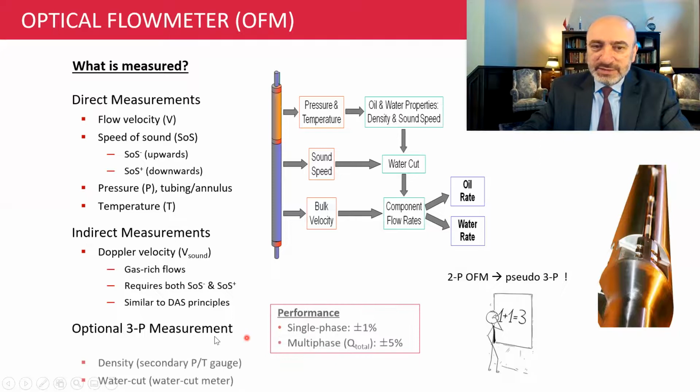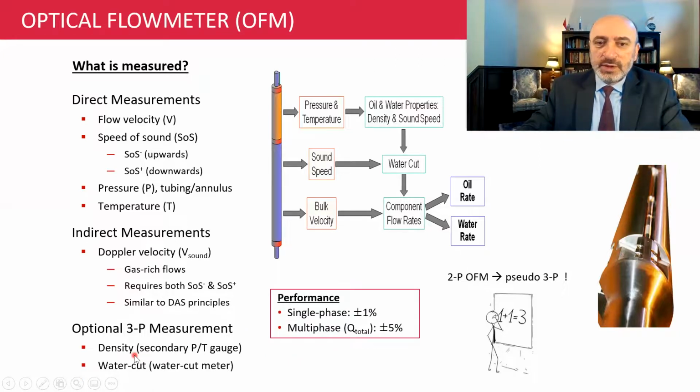So we can actually see that as a pseudo three-phase measurement. We can also directly measure a three-phase flow. So the flow meter can sit in a three-phase flow and the three-phase flow measurement is possible. We can do this in two different ways, by either measuring the density by means of a secondary PT gauge or a water cut measurement by means of a water cut meter. That way, using that third piece of information, either density or water cut, we can determine the three-phase flow rates. We will talk about these three-phase measurements in the coming sections.